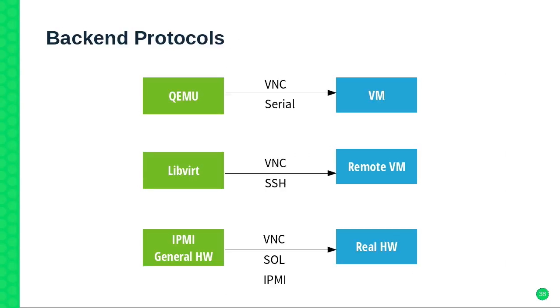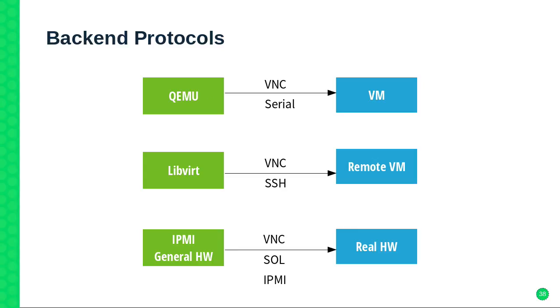So yeah, that's pretty much everything I just said there. We're using VNC and serial for the QEMU backend. We're using VNC and SSH for the libvirt backend. And for the IPMI ones, we're using VNC, serial over LAN, IPMI, kind of whatever you need there.